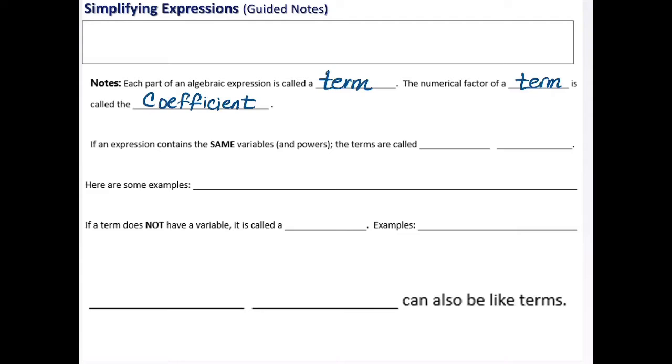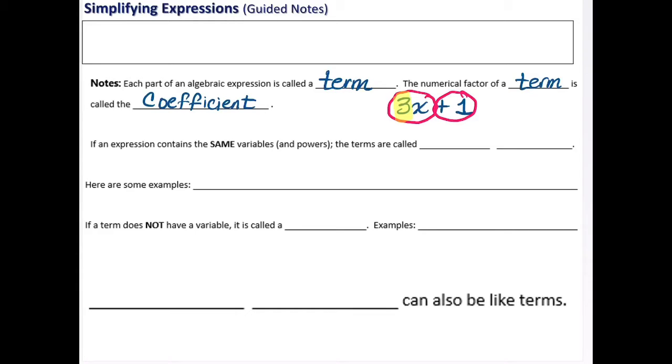Let's say you have an algebraic expression like 3x plus 1. 3x is your term. So is 1. 1 is also a term. But 3 is considered your coefficient. 1 is something else. I'll get to that in just a second. But the number that's attached to the letter x, to the variable x, is called the coefficient.